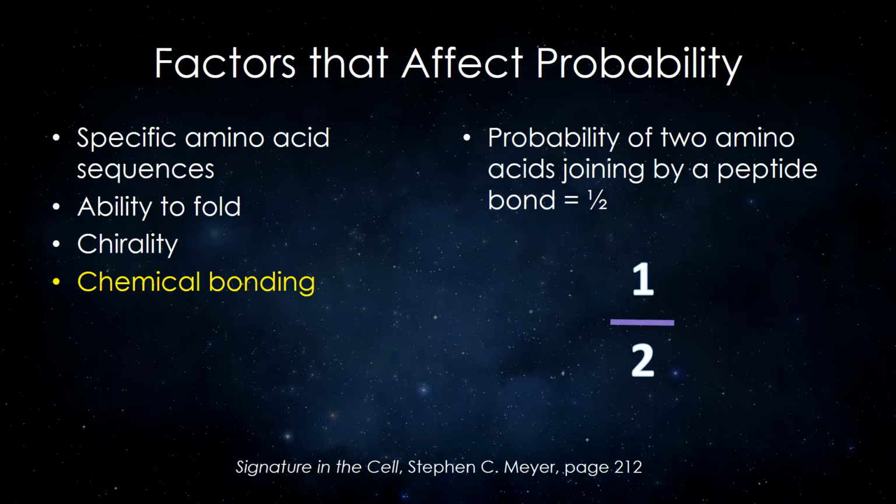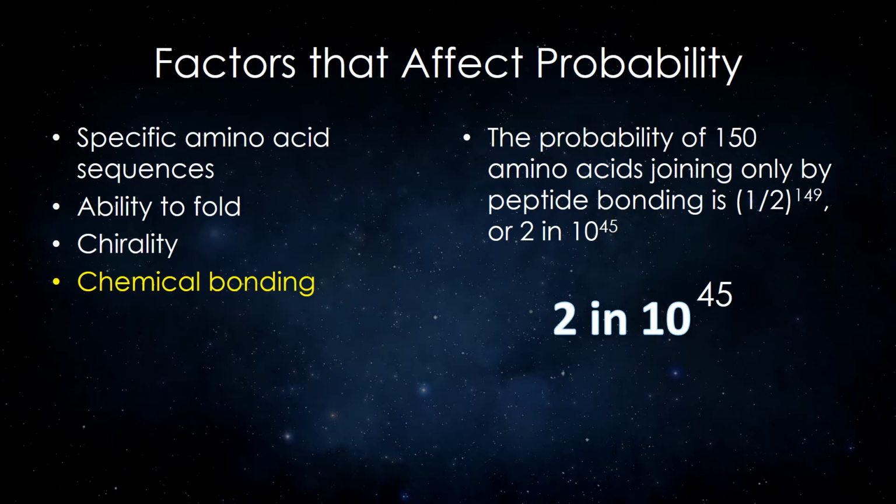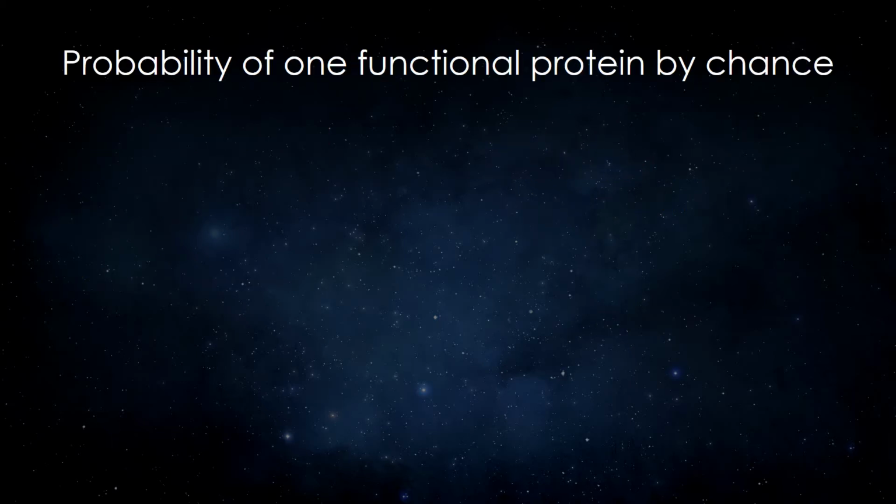The probability of 2 amino acids joining by a peptide bond should also be about 1 in 2. Since a chain of 150 amino acids has 149 chemical bonds linking them, we calculate the probability by multiplying 1/2 by itself 149 times. This makes the probability of getting 149 peptide bonds in a row about 2 in 10 to the 45th power.